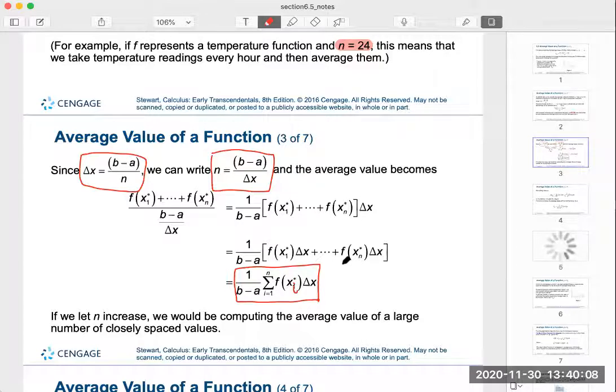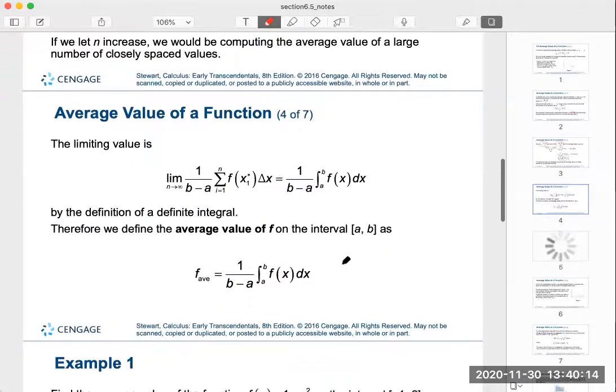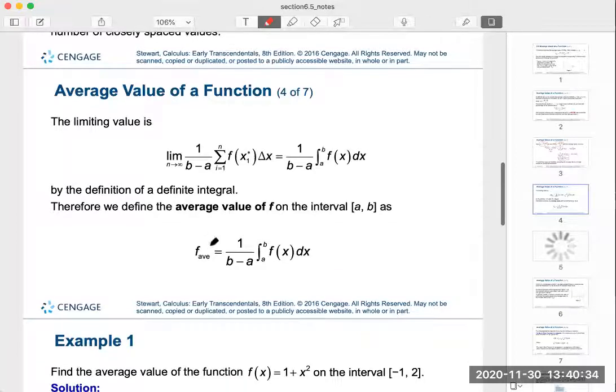So if we discretize the domain finer and finer, when n approaches infinity, the limit becomes 1 over b minus a times the integral from a to b of f of x dx, which is exactly the definition of the Riemann sum. Therefore, the average value of f on the interval from a to b is this. That is the formula for the average value of a function.